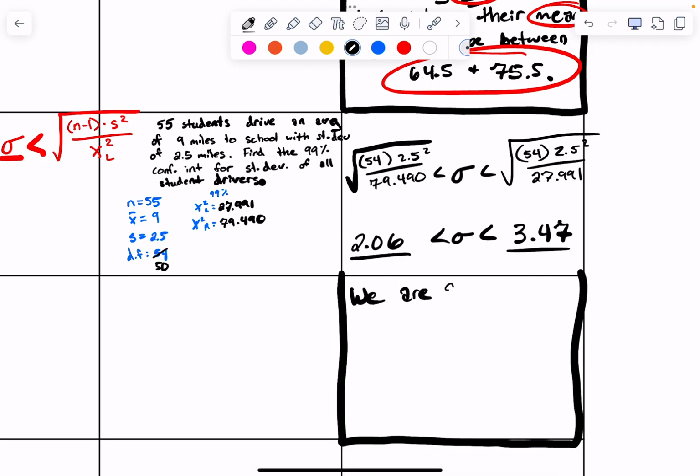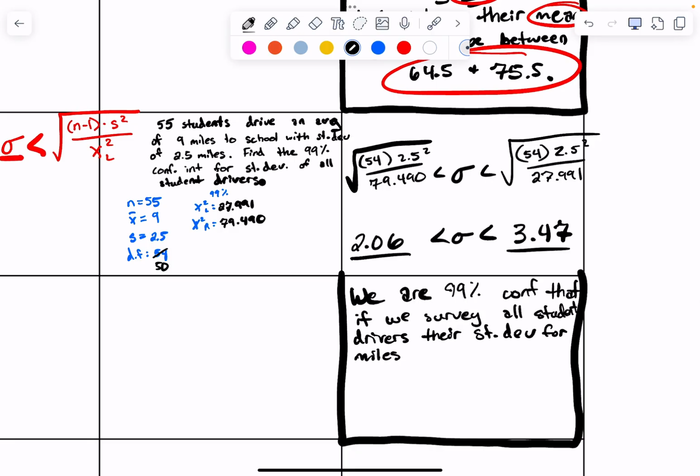Okay, standard deviation. We are 99% confident that if we survey all student drivers, their standard deviation for miles to school is between 2.06 and 3.47.